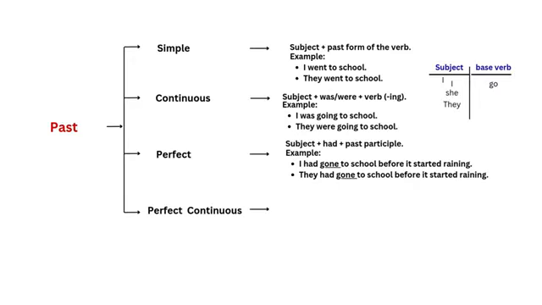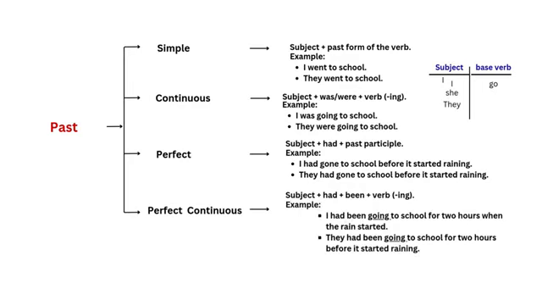going to school. They had gone to school before it started raining. They is the subject. Had is the auxiliary helping verb. Gone is the past participle of the verb go. To school is the object. Before is a conjunction. It started raining is another action in the past. Past perfect continuous.